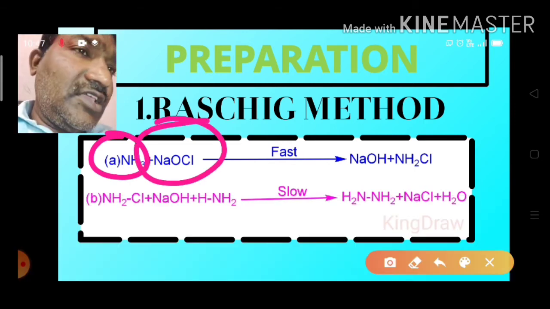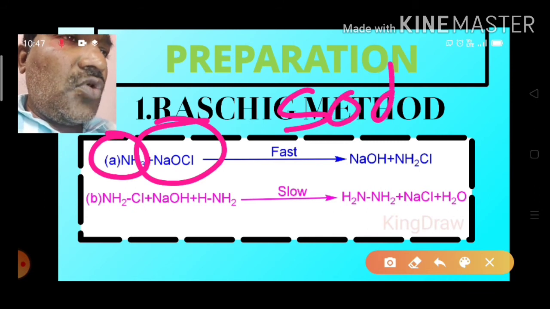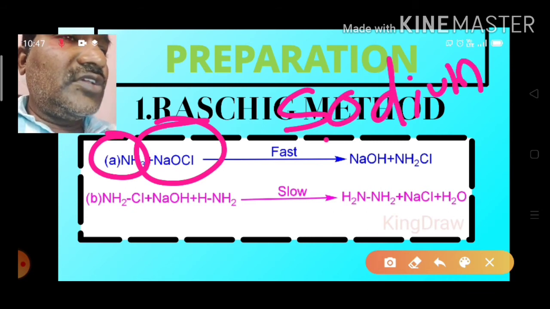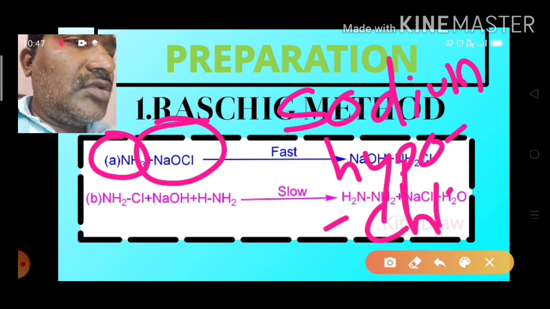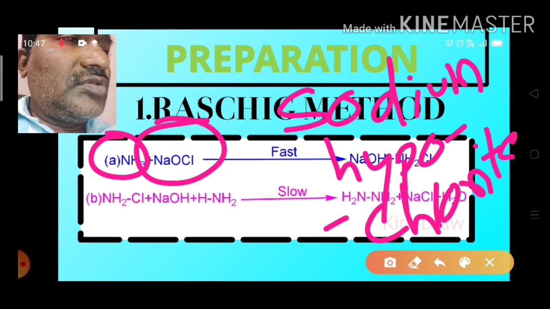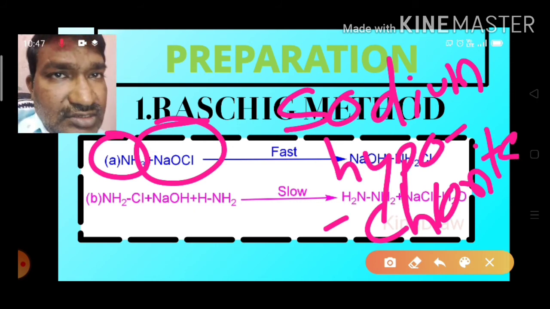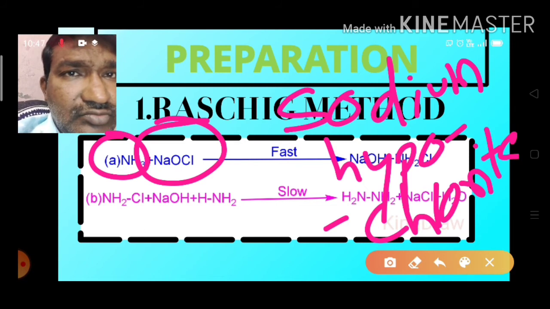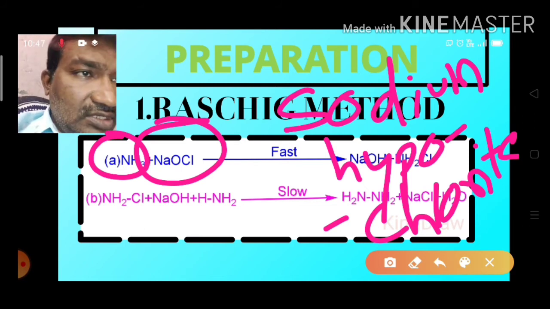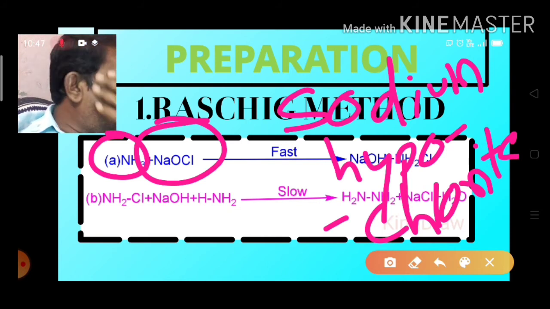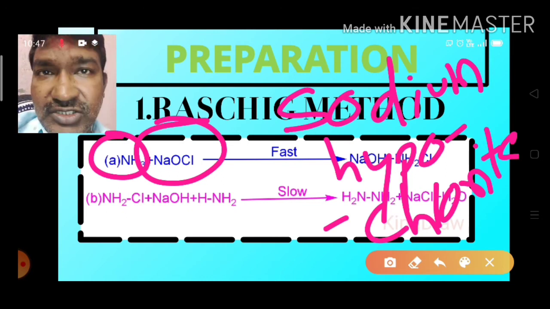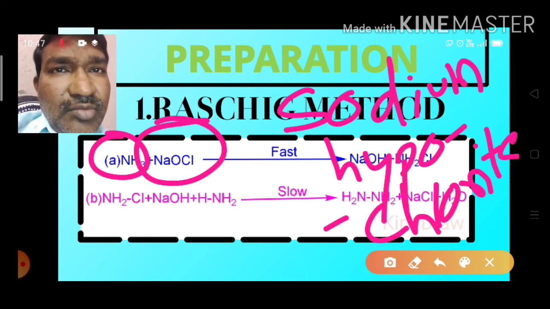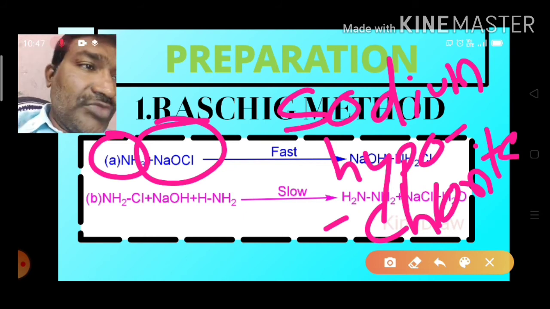The second one is sodium hypochlorite. This is a very good germ killer, so that's why in corona times we are using this chemical in large amounts. So the raw materials are ammonia and sodium hypochlorite, and the third raw material is glue or gelatin.